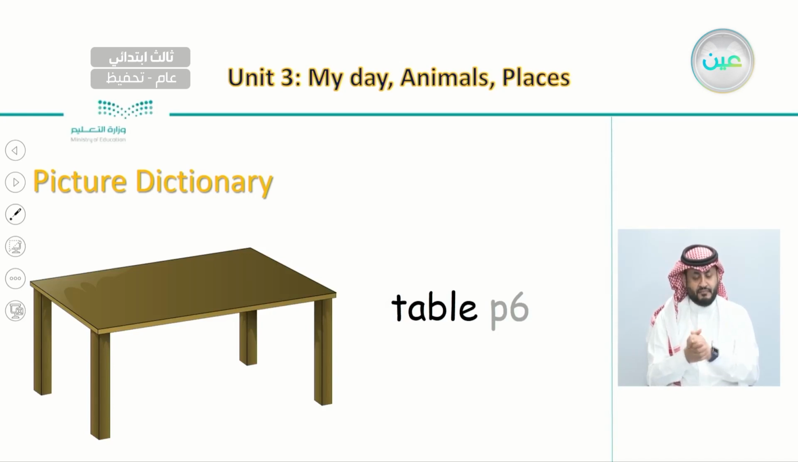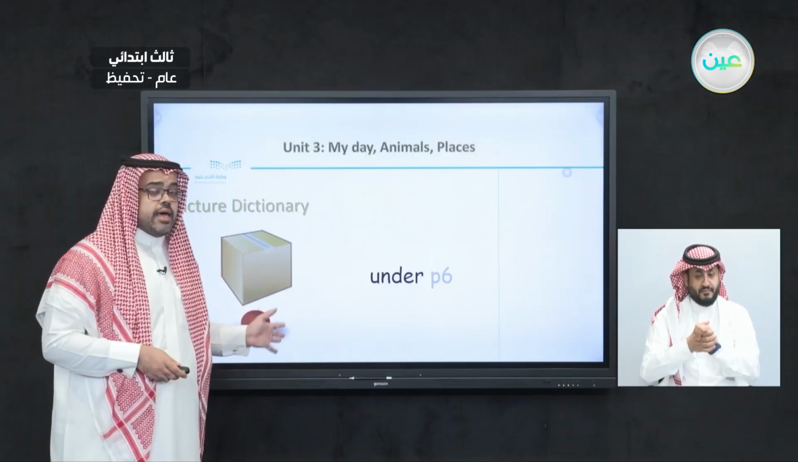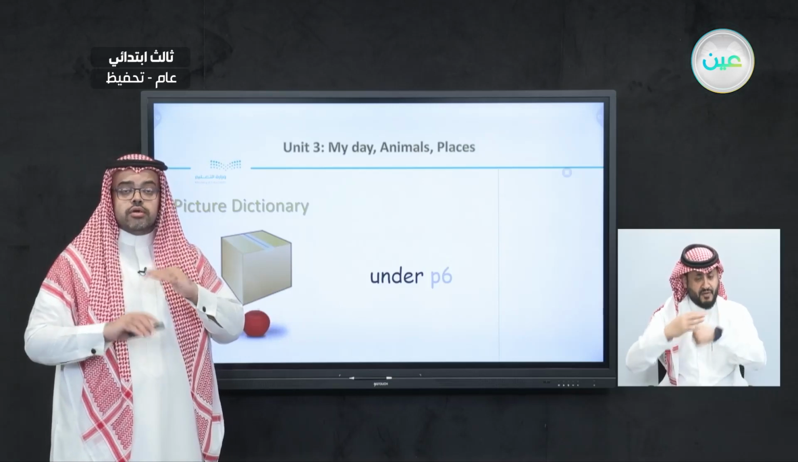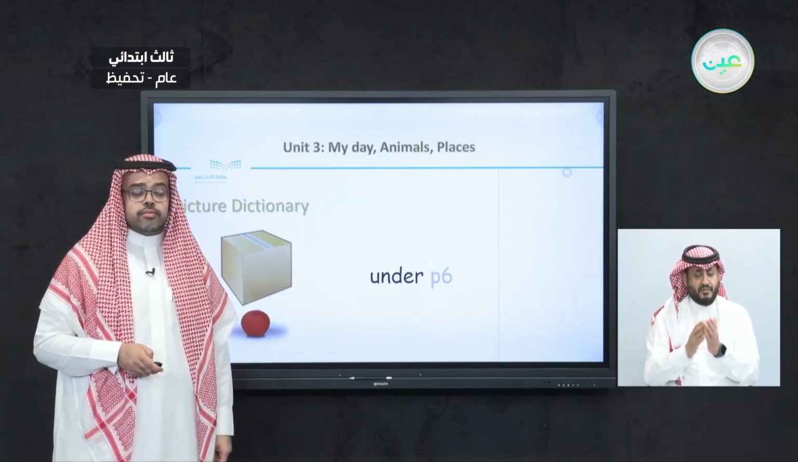And then we have table. Table is a table that we use at home or in class when we write and do our homework on, that can be seen on page 6. And then we have another preposition, which is under. So here we have an apple that is under the box, that can be seen on page 6.